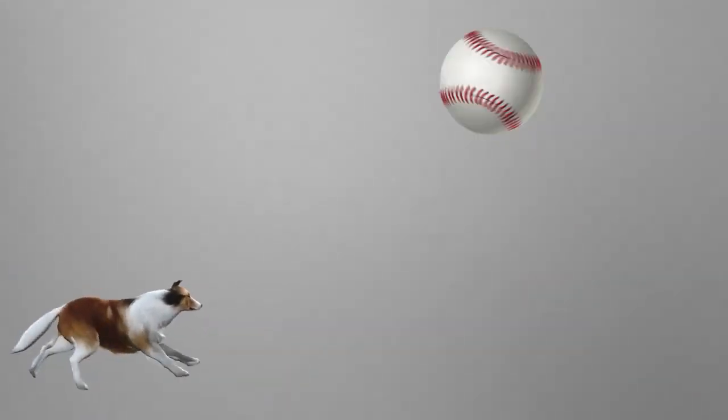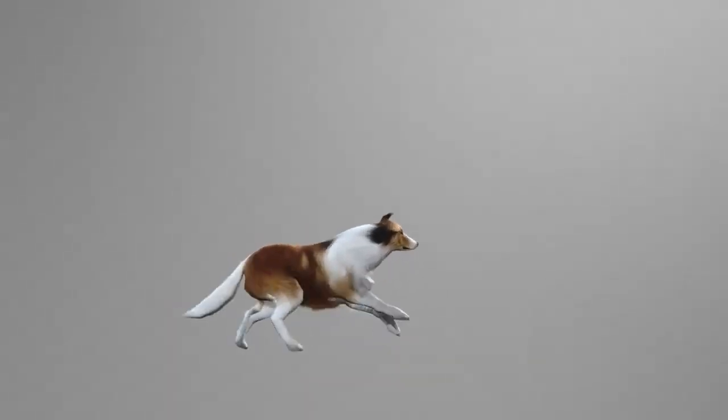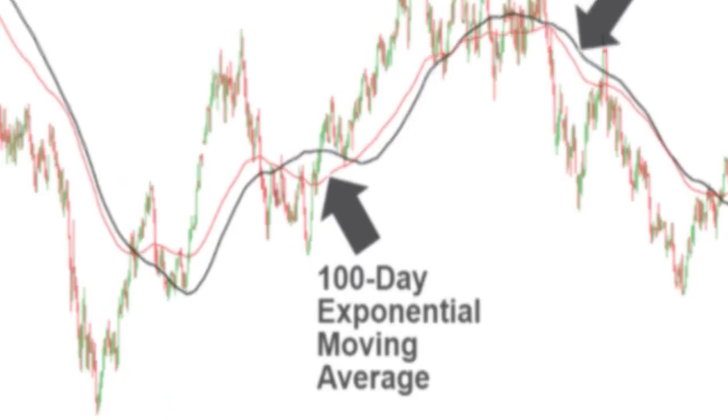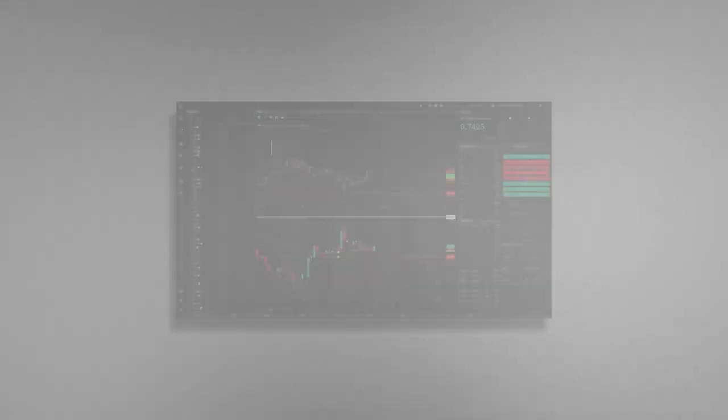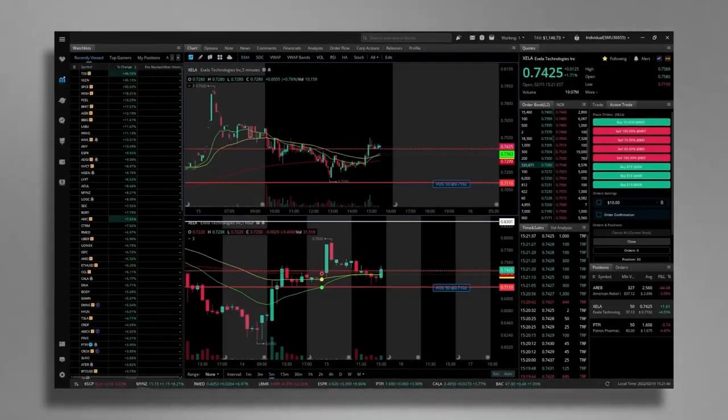The easiest way to think of this is to imagine pretending to throw a ball and having a dog chase it regardless of whether or not it was actually thrown. The dog is just going to impulsively react and chase that ball. Similarly, the exponential moving average reacts to the price. This of course can lead to more fakeouts and bad entries, so it should not be relied on solely, as with any indicator.